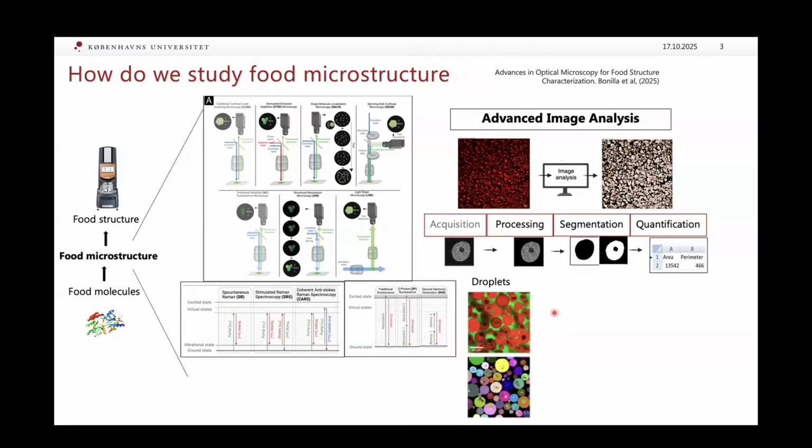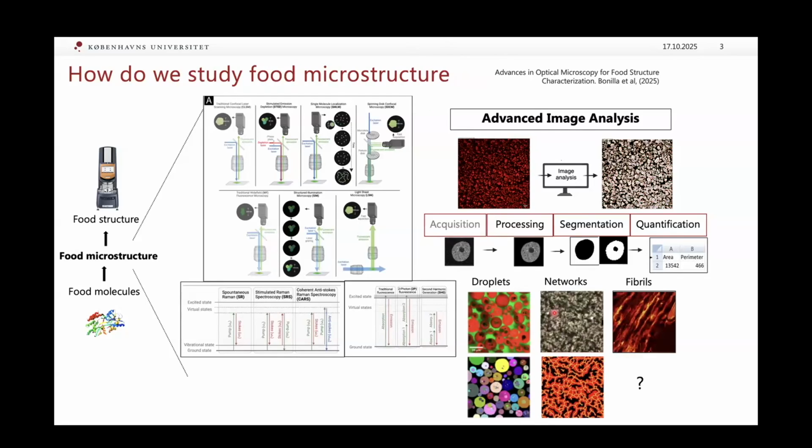So I've divided this into three main structures that we usually see in our food materials. So we can say droplets or blobs. It could also be globular protein aggregates, these networks that we see that hold the material together, and some sort of fibrillar material. Sometimes, as in the case I will show now, is how these networks can go from isotropic network to an anisotropic network, and what does that mean for the texture of the material, in the case the dough.